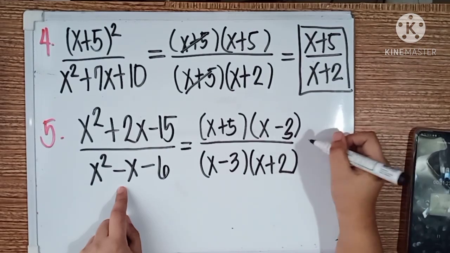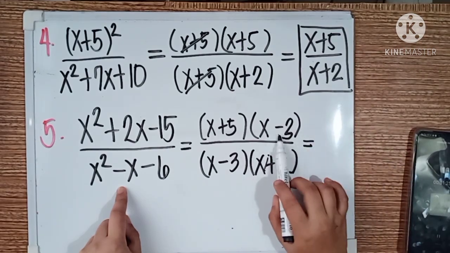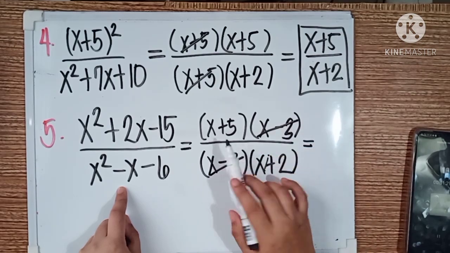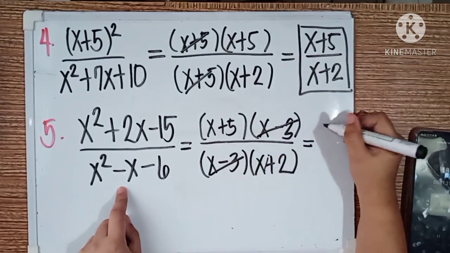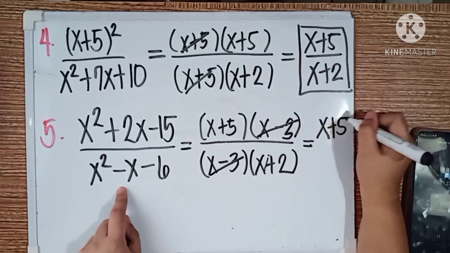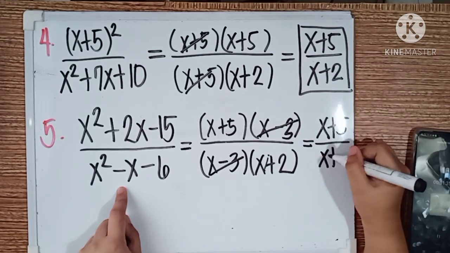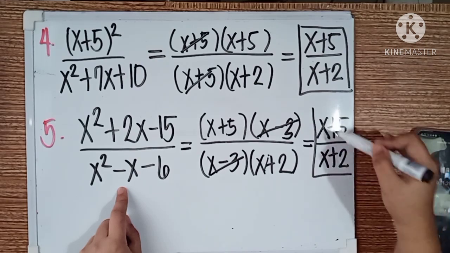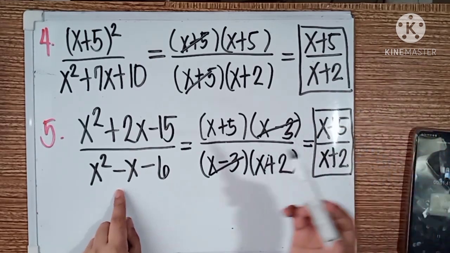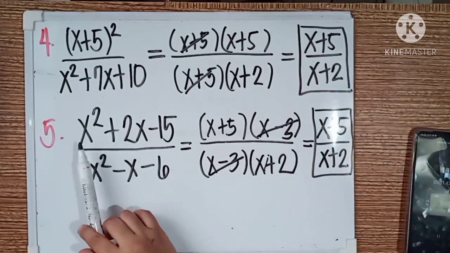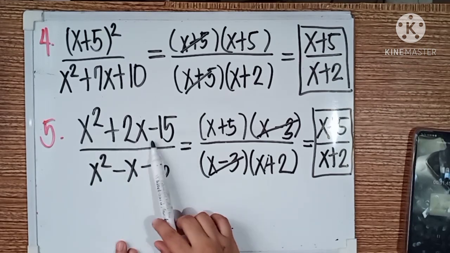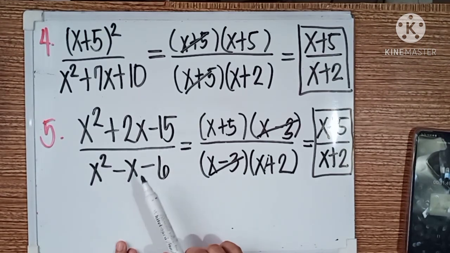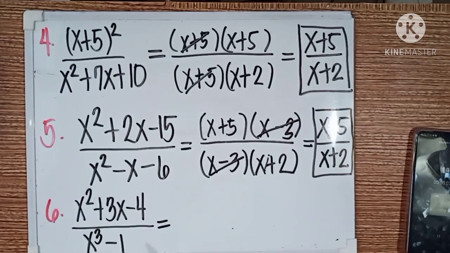The common polynomial factor is x minus 3. Cancel it. And the remaining expression is x plus 5 over x plus 2. x plus 5 over x plus 2 is the simplified form, or the simplest form, of x squared plus 2x minus 15 over x squared minus x minus 6.